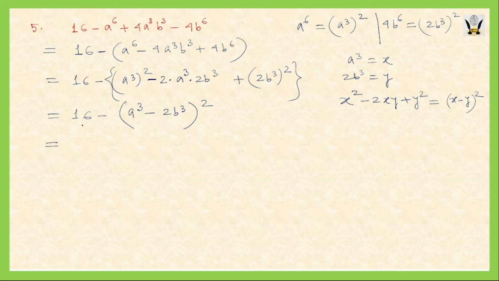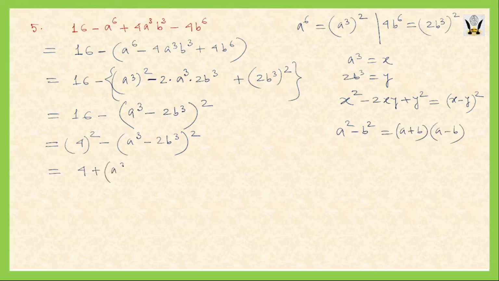So now what we can see is 16, which is a perfect square. If we represent it this way, 4 square, and here also we have (a cube minus 2b cube) whole square. So we have this format, a square minus b square. So it will be what? 4, which is our a, and (a cube minus 2b cube) is our b in this case, so it becomes (a plus b) and (a minus b).